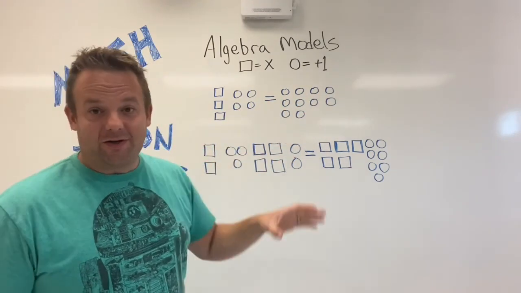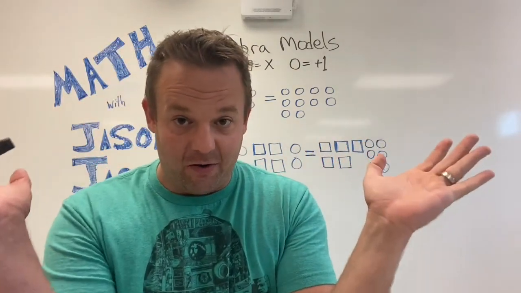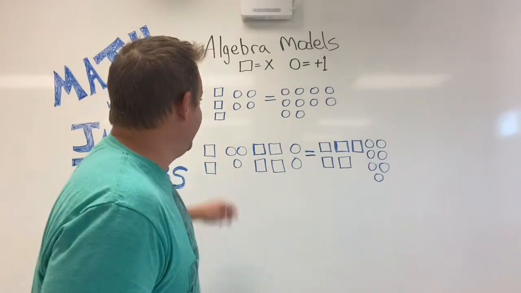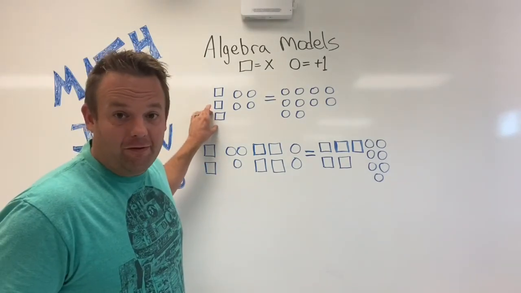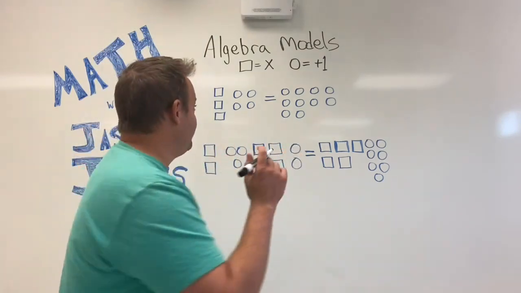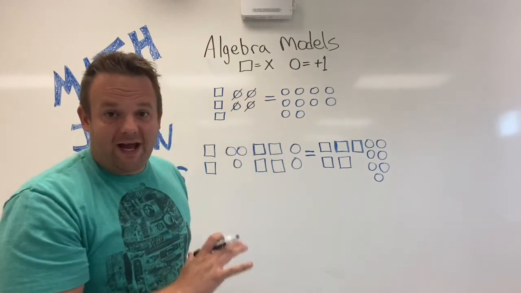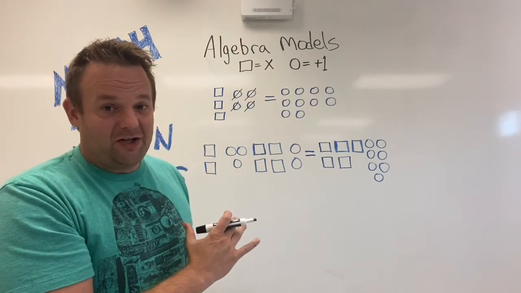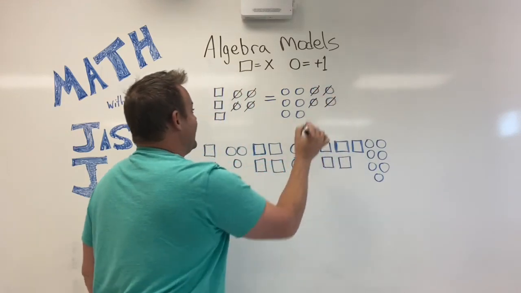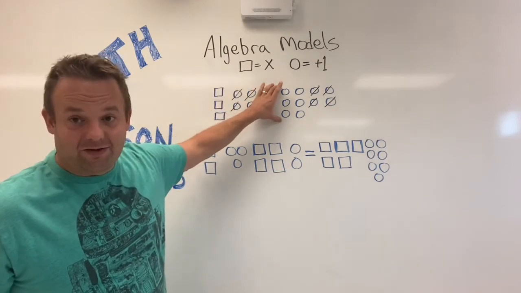So 1 square equals how many circles? Well, I want you to think of this like a balance scale, okay guys? Our goal is to get one of these x's by itself. In order to do that, I'm going to take 4 of these away. So if I take 4 away on the left side of the equation, I have to take 4 away on the right side of the equation. All right, now we have 3 squares equals 6 circles.